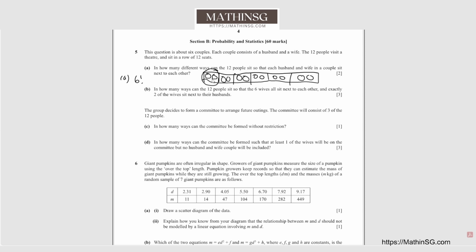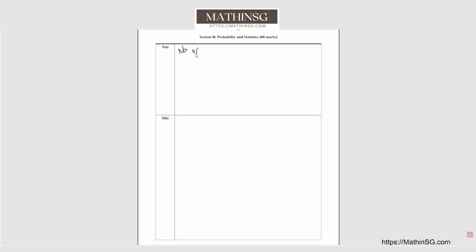Then I need to times 2, times 2, times 2, times 2, times 2, times 2, or times 2 to the power of 6, because for each set of seats, the husband and wife can swap seats. You can have husband and wife, or wife and husband seated this way, and this is true for all the other sets of seats. So the total number of ways is equal to 6 factorial multiplied by 2 to the power of 6, and you have the answer of 46,080.